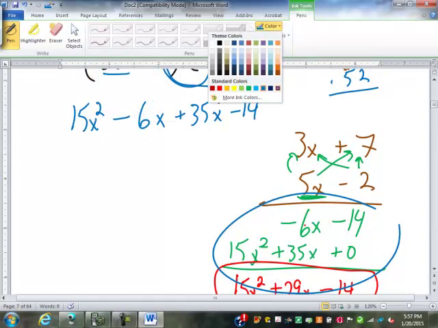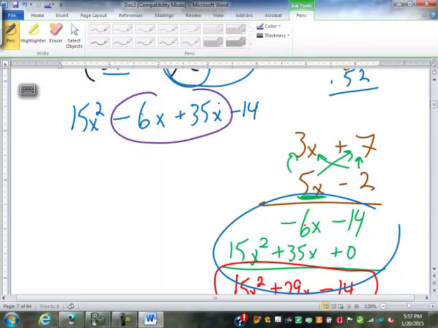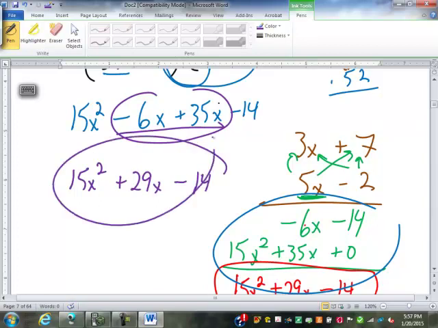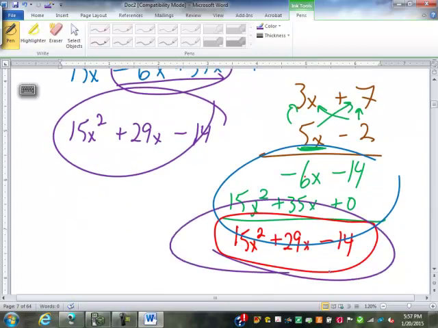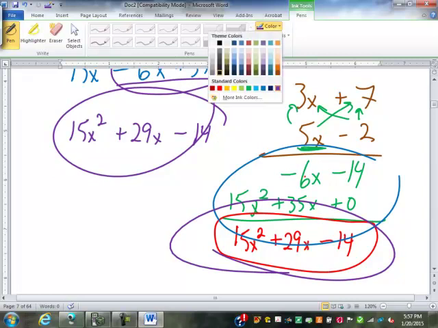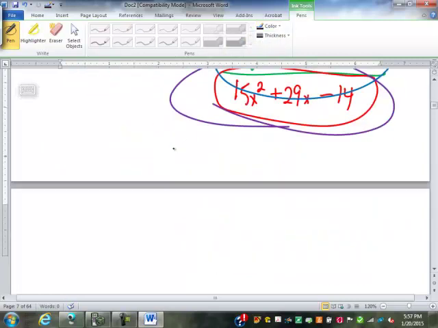But we were taught then that you have to go back and combine the things that are alike. So the 15x squared doesn't change, but negative 6 and positive 35x make 29x. And then we have the negative 14. We get the same answer. Whichever one's easiest for you is up to you. It doesn't matter. But I will show you an example here.